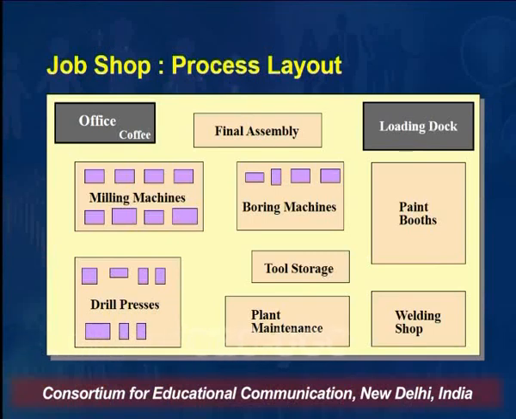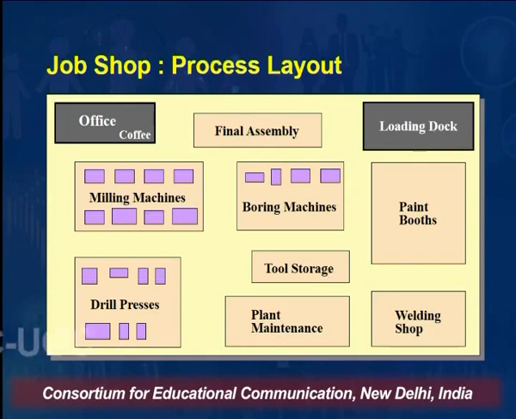So, for example, we will see this slide once again, process layout of a job shop. Now here, you have seen there is an office, there is a coffee machine in the office, then there is a department for milling machines. So all the milling machines are there in this department, in this workshop. Then there are drill presses, so all the drilling machines are over here. Then there is a department for plant maintenance, then there is a department for tool storage, then there is a department for boring machines, so all kinds of boring machines are over there. Then there are paint booths, and then there is a welding shop.